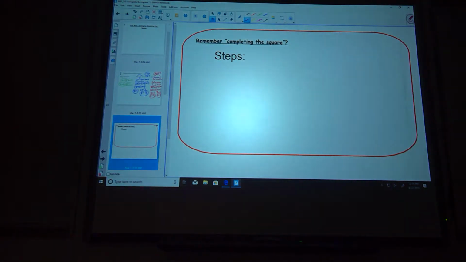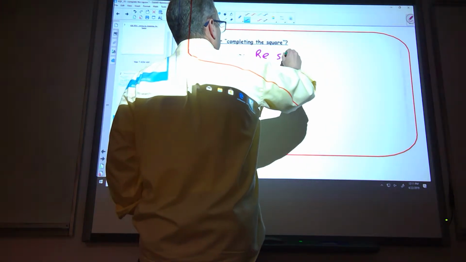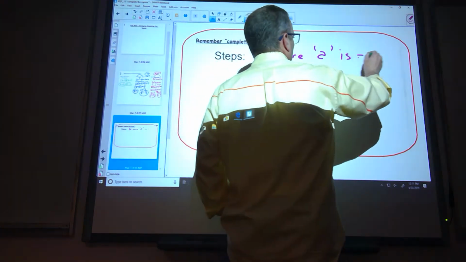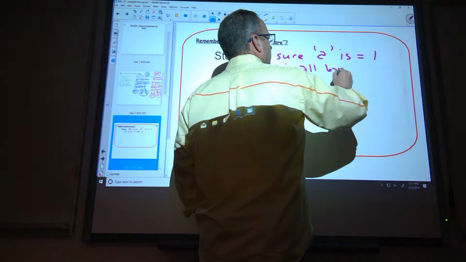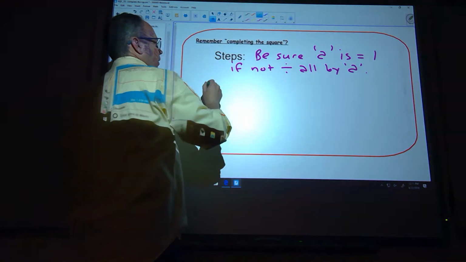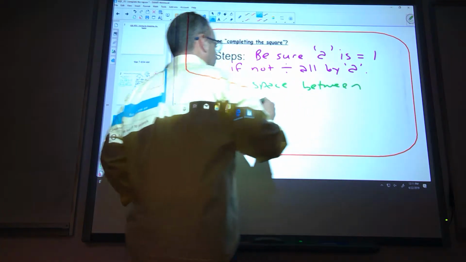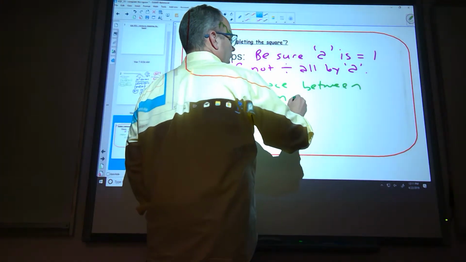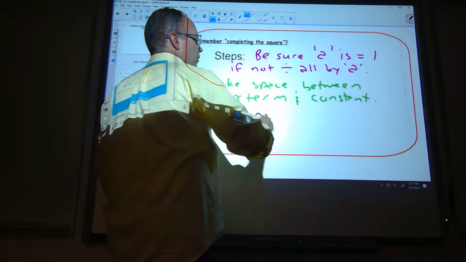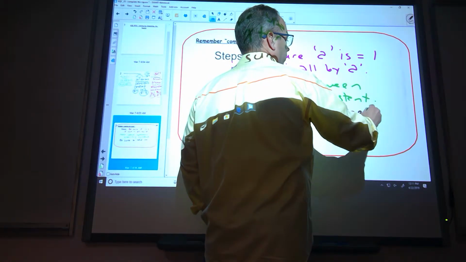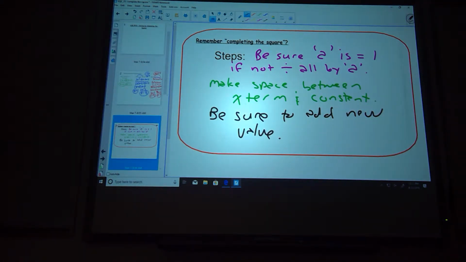All right, so things that we might remember with completing the square. So be sure your a value is equal to 1. If it's not, divide everything by a. Then there's another step where you make a space between the x term and the constant. Be sure to add the new value to both sides. So that's just some of the steps. It's not all of them, but maybe we'll see when we can generate them.